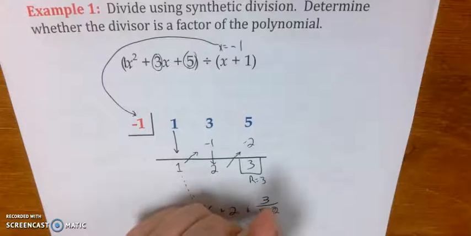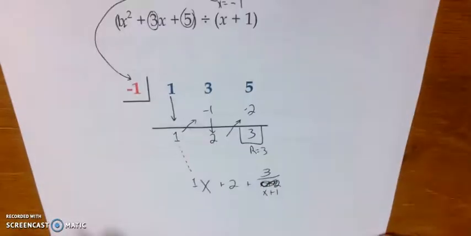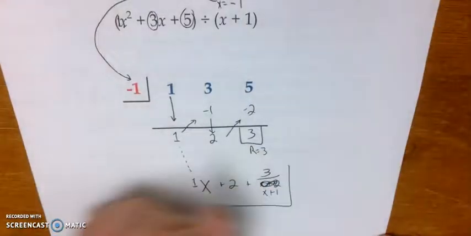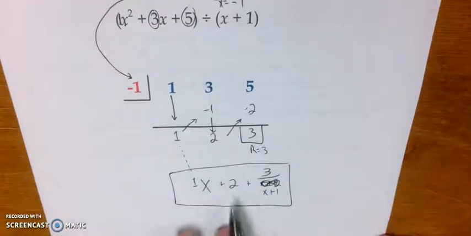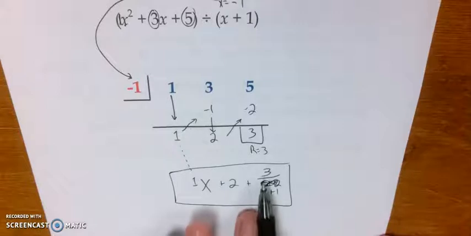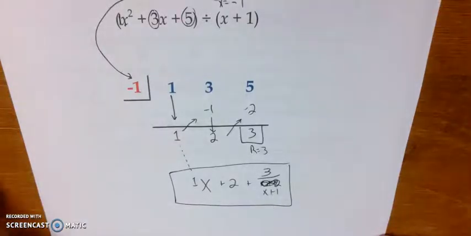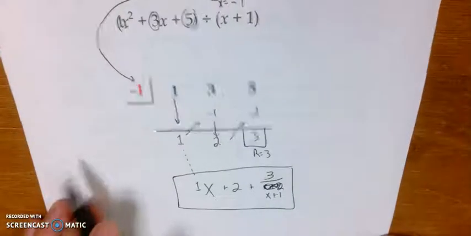I don't know why I wrote x plus 2. That should be an x plus 1. So this is the final answer. 1x, you don't need to write the 1 if you don't want to, plus 2 plus the remainder of 3 over x plus 1. That's a heck of a lot quicker than doing polynomial long division.